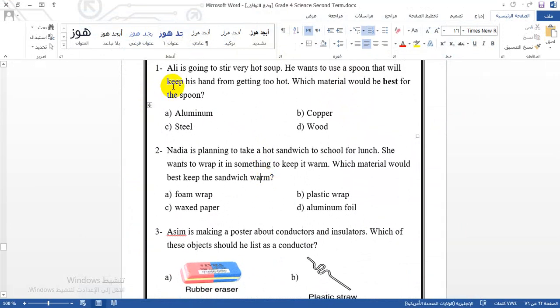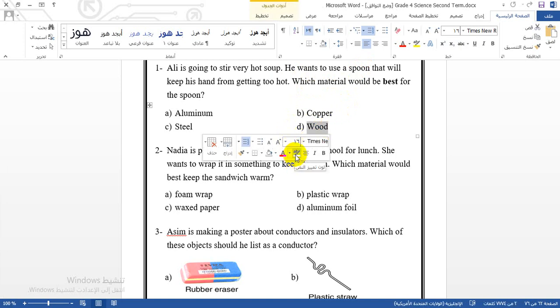Choose the correct answer. Ali is going to stir very hot soup. He wants to use a spoon that will keep his hand from getting too hot. Which material would be best for a spoon? I think all of you remember the correct answer. Okay guys, the spoon should be made of wood, because wood is an insulator that keeps the hand of the boy safe from too much heat. So I have to mark this one.